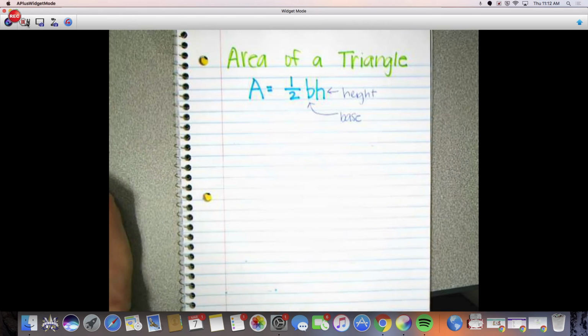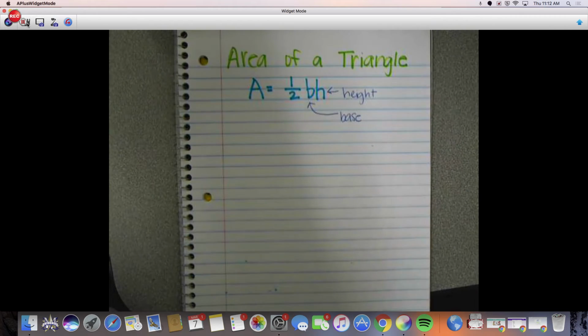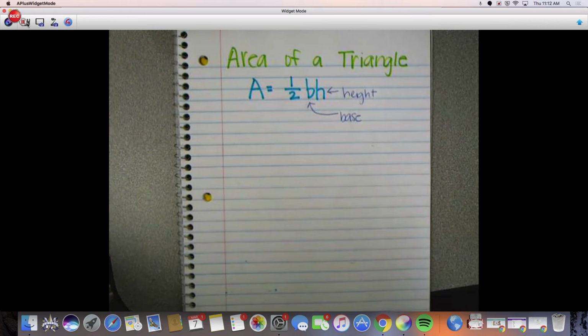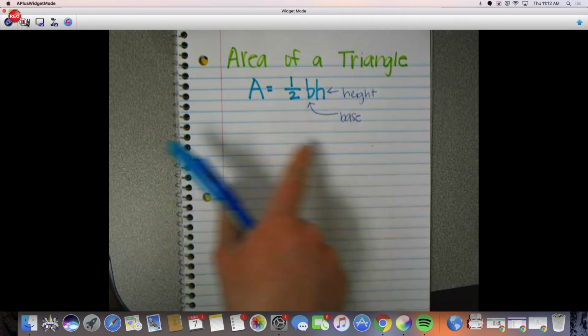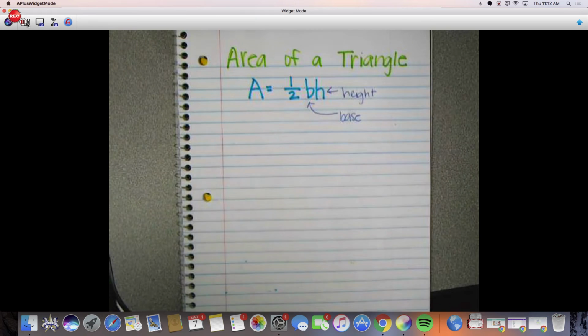Now, the even better news about 6th grade is that in 6th grade, they give you the base and they give you the height. When you get into upper grades, they're going to make you find it, or solve for the base and the height, and then use this equation. But in 6th grade, they give it to us, okay?